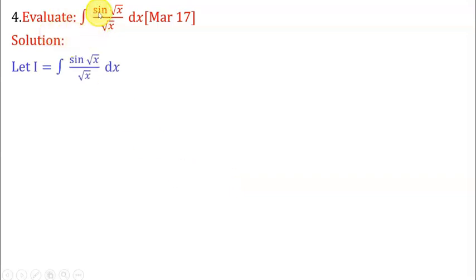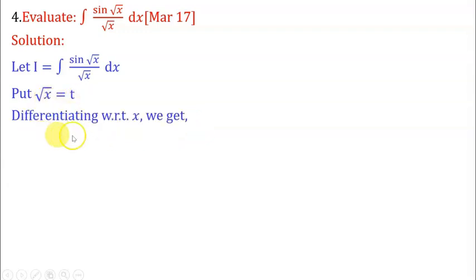Evaluate the integral of sine of root x upon root x into dx, asked in the March 17 examination. Now, this example also depends on the method of substitution. We know the derivative of root x is 1 upon 2 times root x, and we apply here the method of substitution. Let root x equal t, differentiating with respect to x, you will get 1 upon 2 root x dx is equal to dt. But we require only dx upon root x. Therefore, the value of dx upon root x is 2 dt.